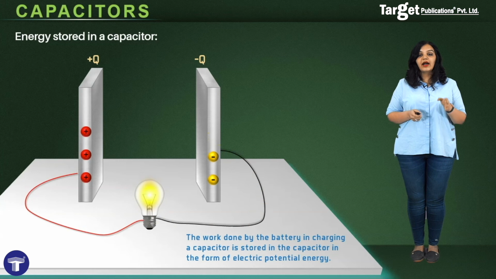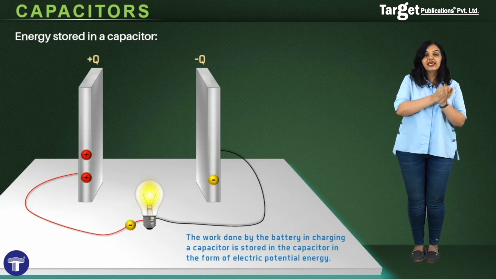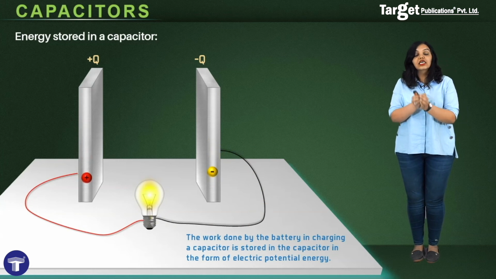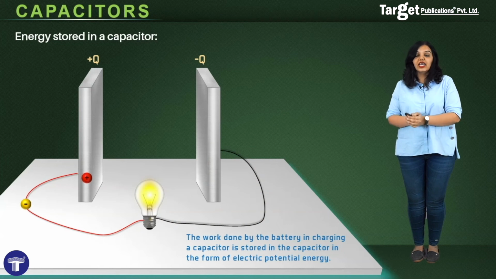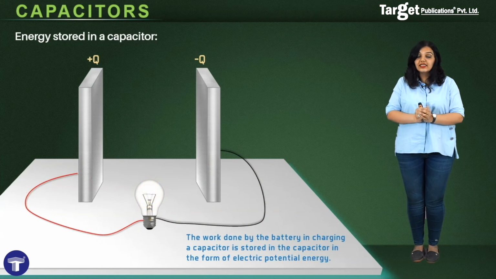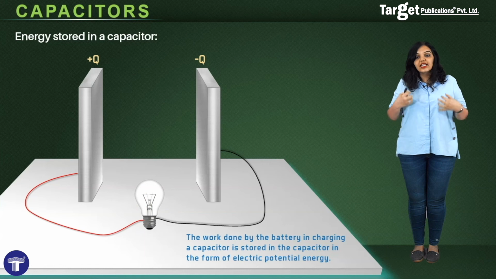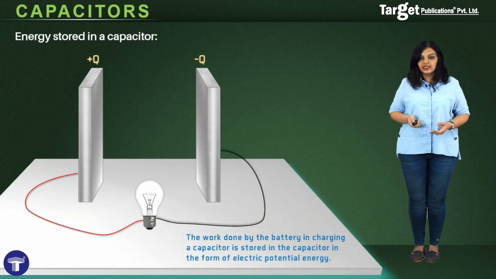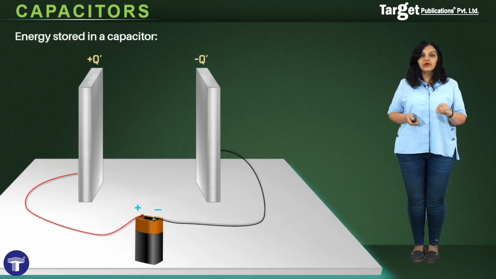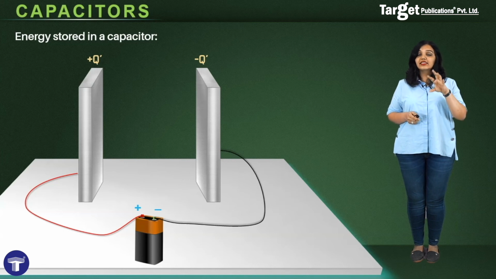So the work done by the battery in charging the capacitor gets stored inside the capacitor in the form of electric potential energy. And then when the capacitor is connected to some device, it uses this electric potential energy to flow current. So therefore we say that the capacitor stores some electric potential energy. Let's see what is the formula for this electric potential energy. Now, when the capacitor is charging, we are going to look at some intermediate time.